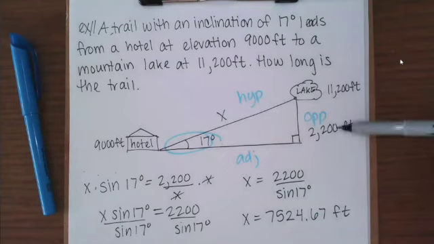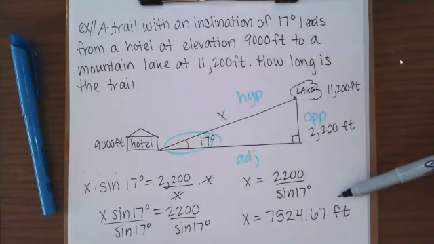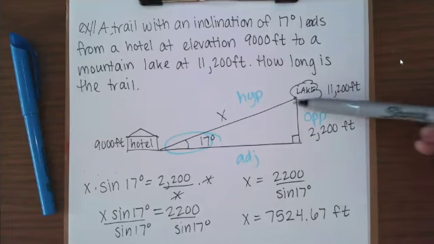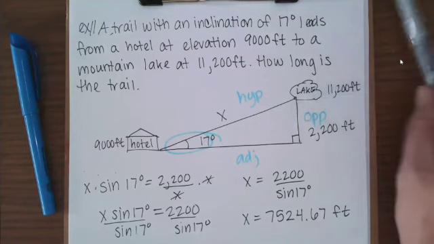If this side is 2,000 and this side is like, say, 10, that doesn't make sense. Also, for triangles and geometric objects, we should never have a negative answer. So just some things you can check, like the real world, does your answer make sense? So the length of this trail is 7,524 feet. So it's about 1.33 miles, something along that line. So yeah, that makes sense.